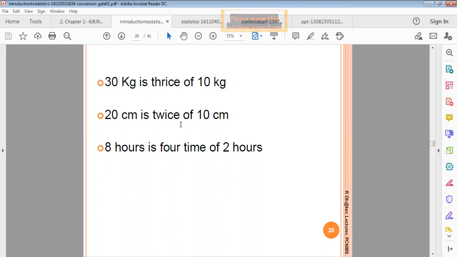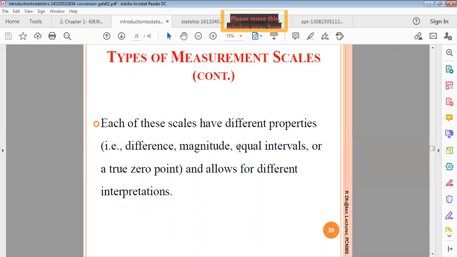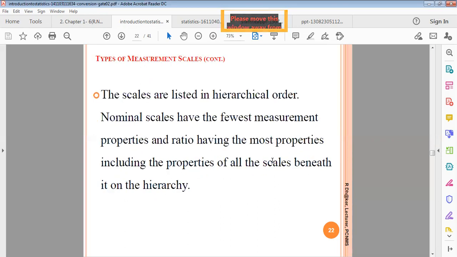20 centimeters is twice 10 centimeters. You must know 8 hours is 4 times 2 hours. Okay, 2 to 8, this is why 8 hours is 4 times 2 hours. Now, types of measurement scale. Each of these scales has different properties: differences, magnitudes, equal intervals, or true zero point, and allows for different representation.